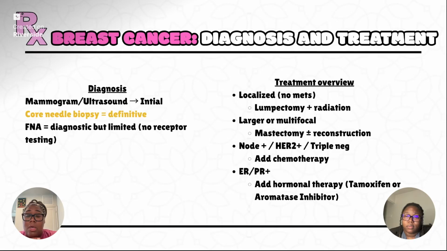Next is going to be a core needle biopsy. That is going to be definitive. When you go in and biopsy those actual cells, you will see the cancer.